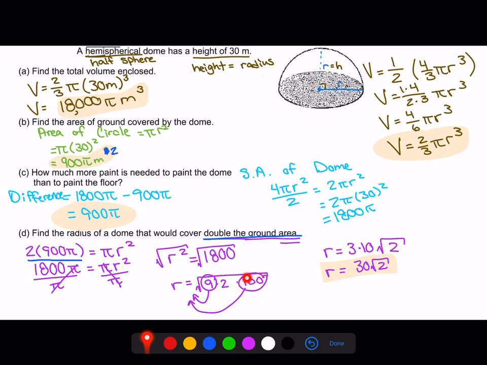100 is a perfect square, so I can take out a 9, I can take out 100. So that gives me 3 times 10, which is 30. Radical 2 is left on the inside. So our radius is 30 radical 2 for a dome that would cover double the ground area. And that's how we do this problem. This is probably one of the most difficult problems that you'll see, but this is it.